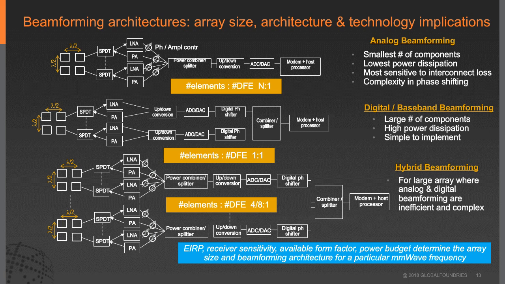So there are a lot more components, because in this example you had 4 ADC DACs, whereas for analog beamforming you only had 1 ADC DAC. You had 4 up and down converters, whereas you had only 1 up and down converter. So digital beamforming has a lot of components, and hence it has extremely high power consumption as well. The benefit of digital beamforming is that because it's digital, you have digital phase shifting, and you can get very precise, accurate beamforming.